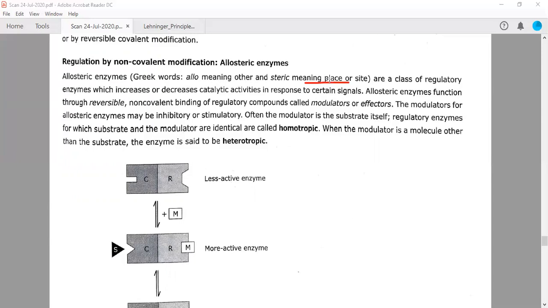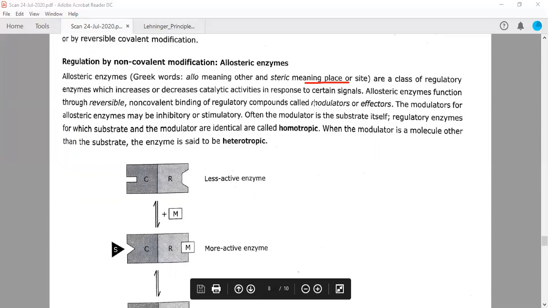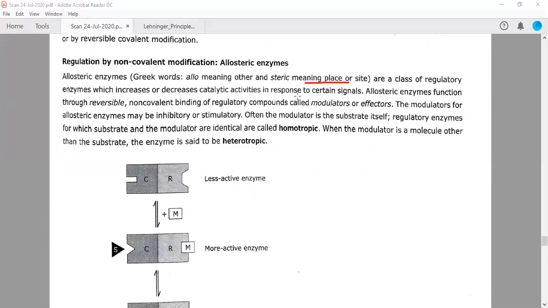Not inhibitors, these are regulators actually. So here they are called modulators, either positive modulators or negative modulators. So they have different sites, or a class of regulatory enzyme which increase or decrease the catalytic activity in response to certain signals. And actually they are under some signal.